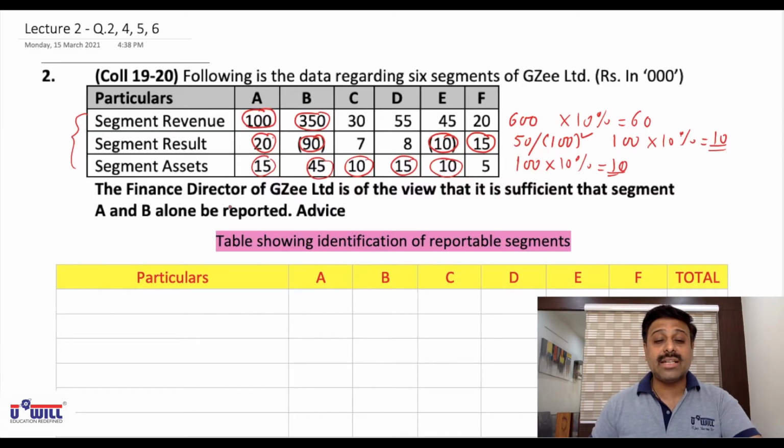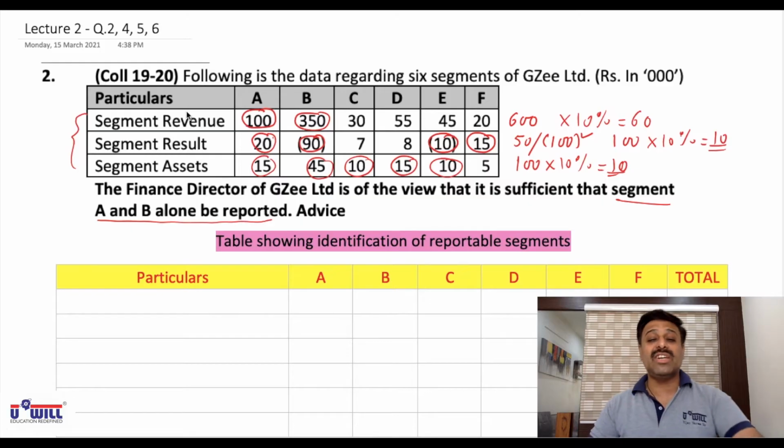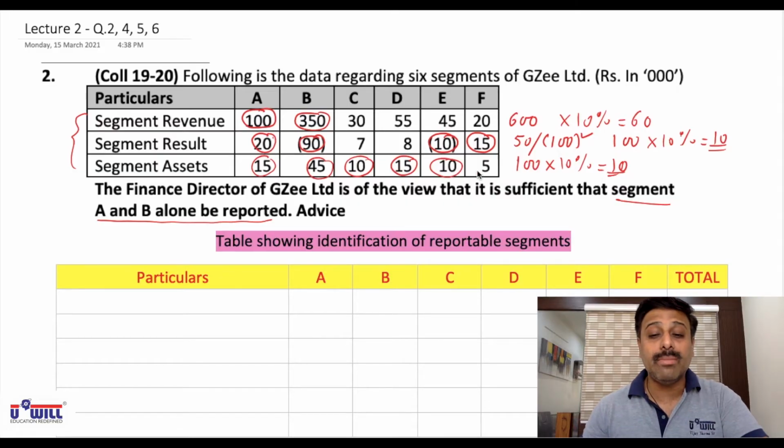The finance director of Z Limited is of the view that it is sufficient that segments A and B alone are to be reported. Comment and advise. The advice is that all segments are to be reported, because we have to consider all the 3 conditions. As per the first condition, A and B are to be reported. As per the second condition, A, B, E, F. As per the third condition, A, B, C, D, E. So if we combine all the 3 conditions, all segments become reportable segments. So the finance director is of the wrong opinion. We have to advise the correct opinion.